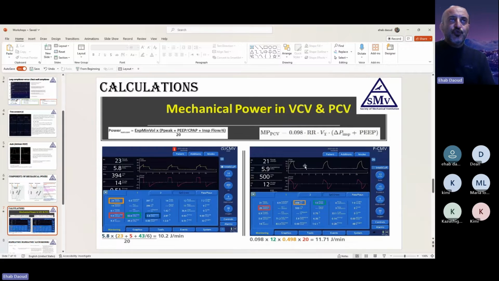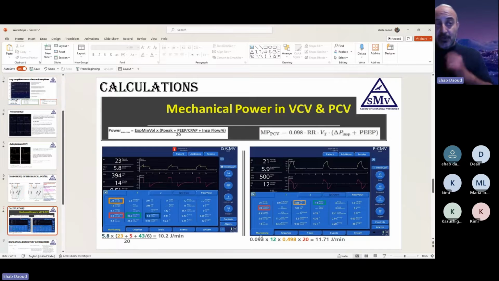Let's do in pressure control. The formula is a little bit different. So 0.098, which is basically conversion factor, which is similar to the divided by 20 here, multiplied by the respiratory rate and tidal volume, which is again the minute ventilation, minute volume, multiplied by the inspiratory driving pressure, inspiratory driving pressure plus PEEP, which in this case will be the peak inspiratory pressure.